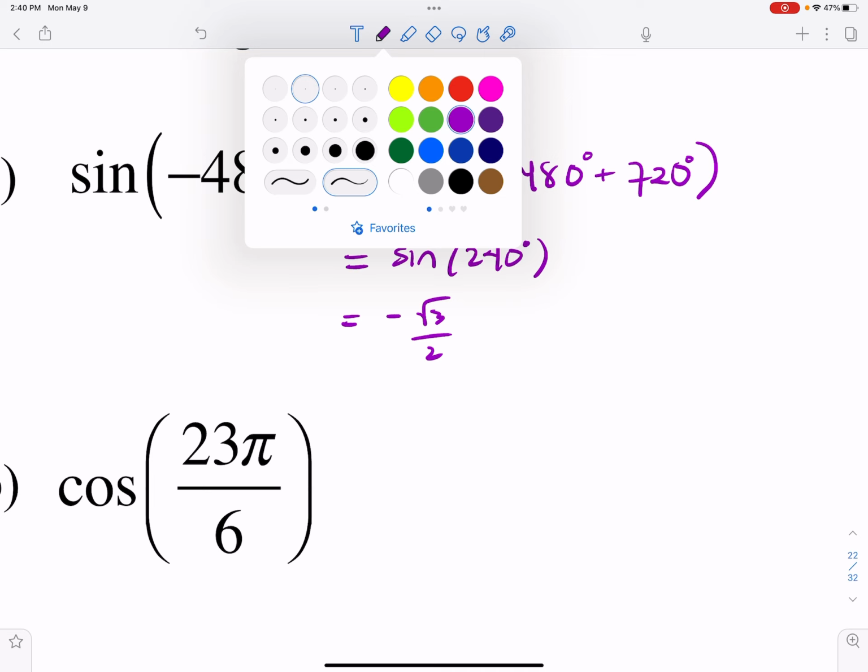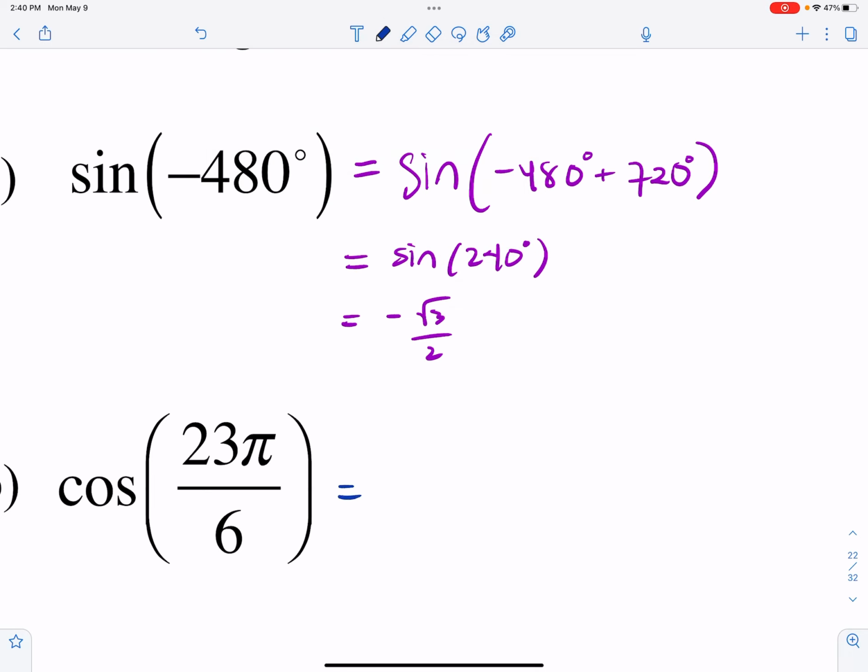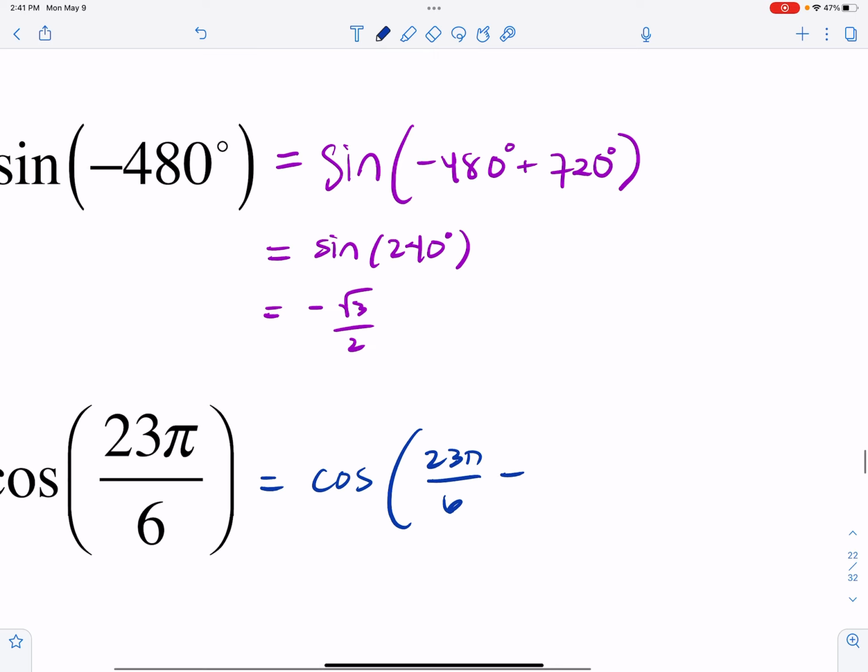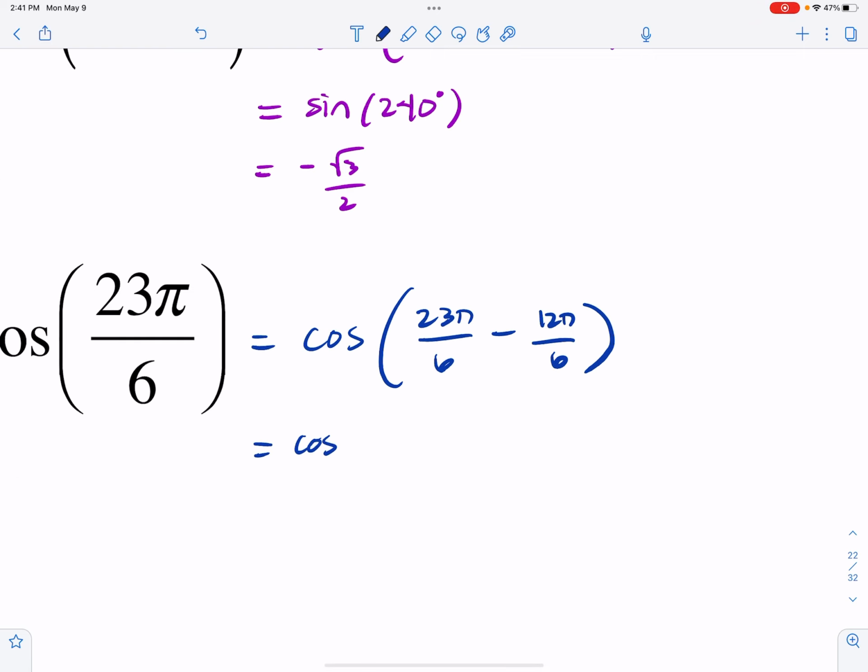Okay, so for cosine of 23 pi over 6, well, 12 pi over 6 would be 2 pi. So we can think about subtracting 12 pi over 6, and we would get 11 pi over 6, which would be positive root 3 over 2.